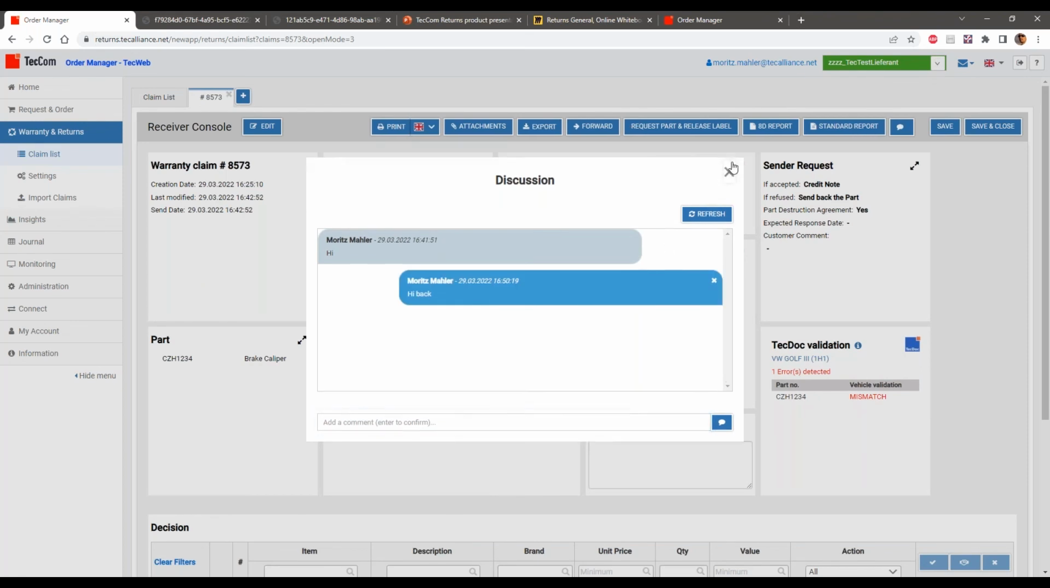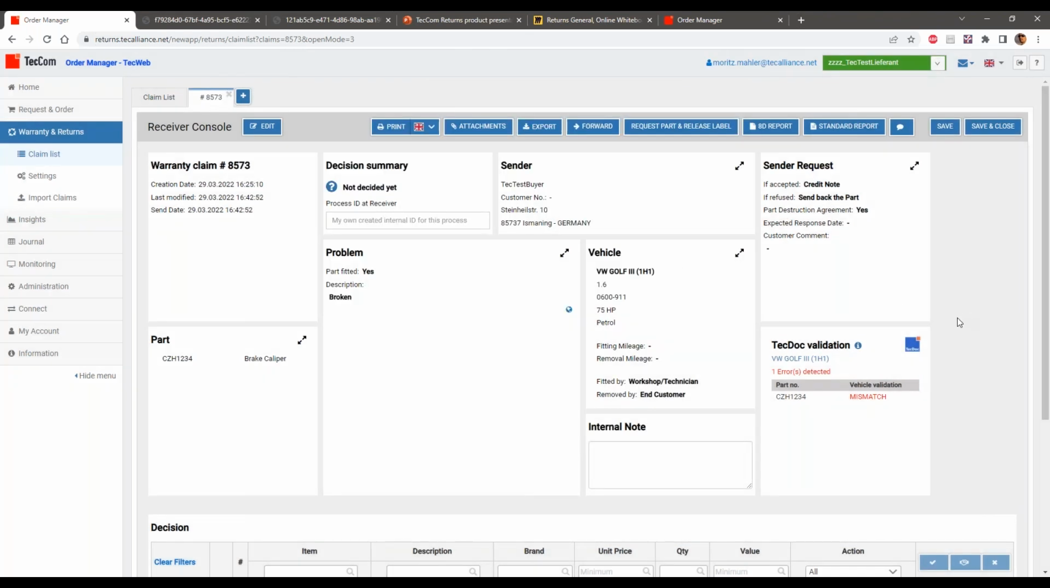Nice to see you. But what is here? What do I have here? Okay, I have a warranty claim. It's not decided yet. The sender is this one. I have a sender request. So he wants to have a credit note, and he wants, if refused, the parts back. Can I destroy the parts?